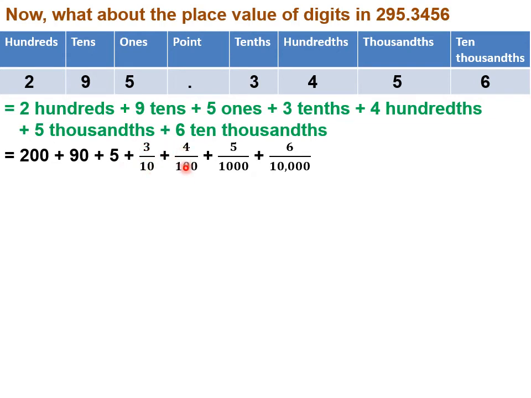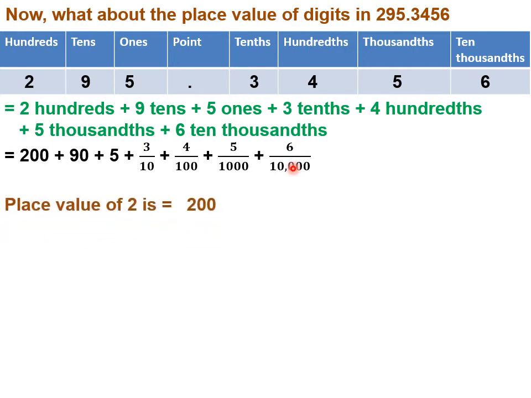plus 4 upon 100. So 3 is in the place of tenths, so we will write 3 upon 10. Then 4 is in the place of hundredths, so we will write 4 upon 100. Then 5 is in the place of thousandths, so we will write 5 upon 1000. Then 6 is in the place of ten-thousandths, so we will write 6 upon 10,000.